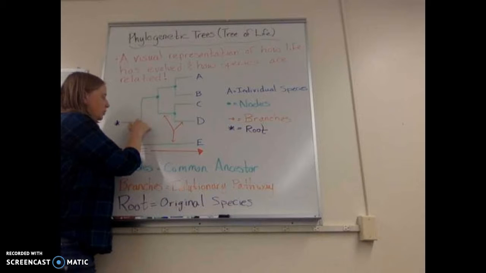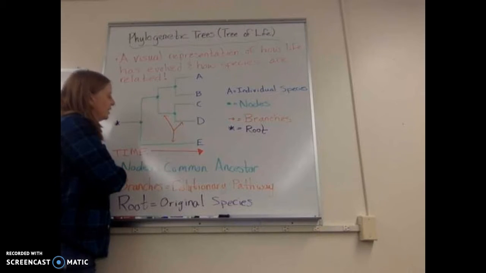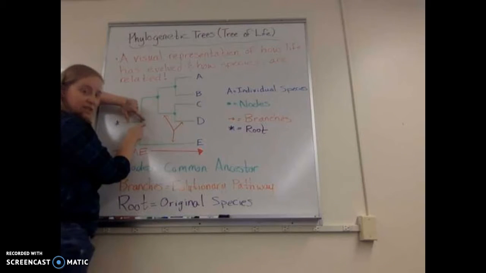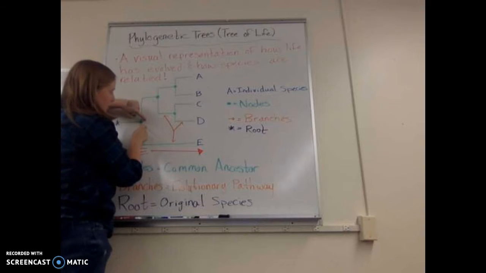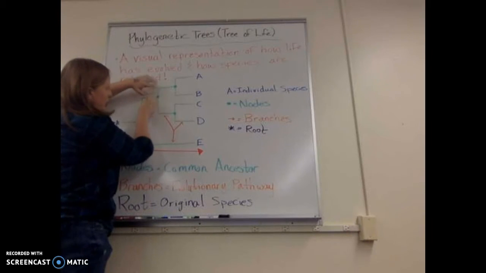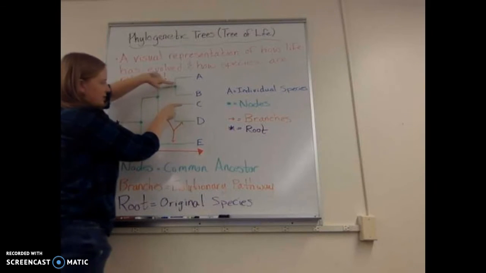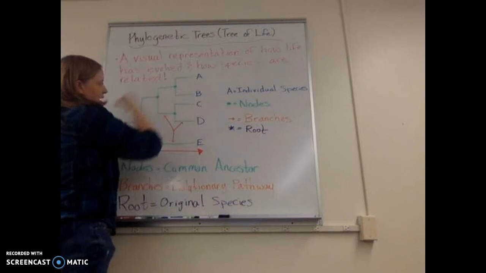Now, every node where you see the branches dividing from each other represents a common ancestor. What that means is that all of these species at some point shared a common ancestor here, but then they went in different directions. But they all came from the same thing. Same here. All of these species shared this common ancestor until it branched in different directions. These guys shared a common ancestor here. These guys shared a common ancestor here.